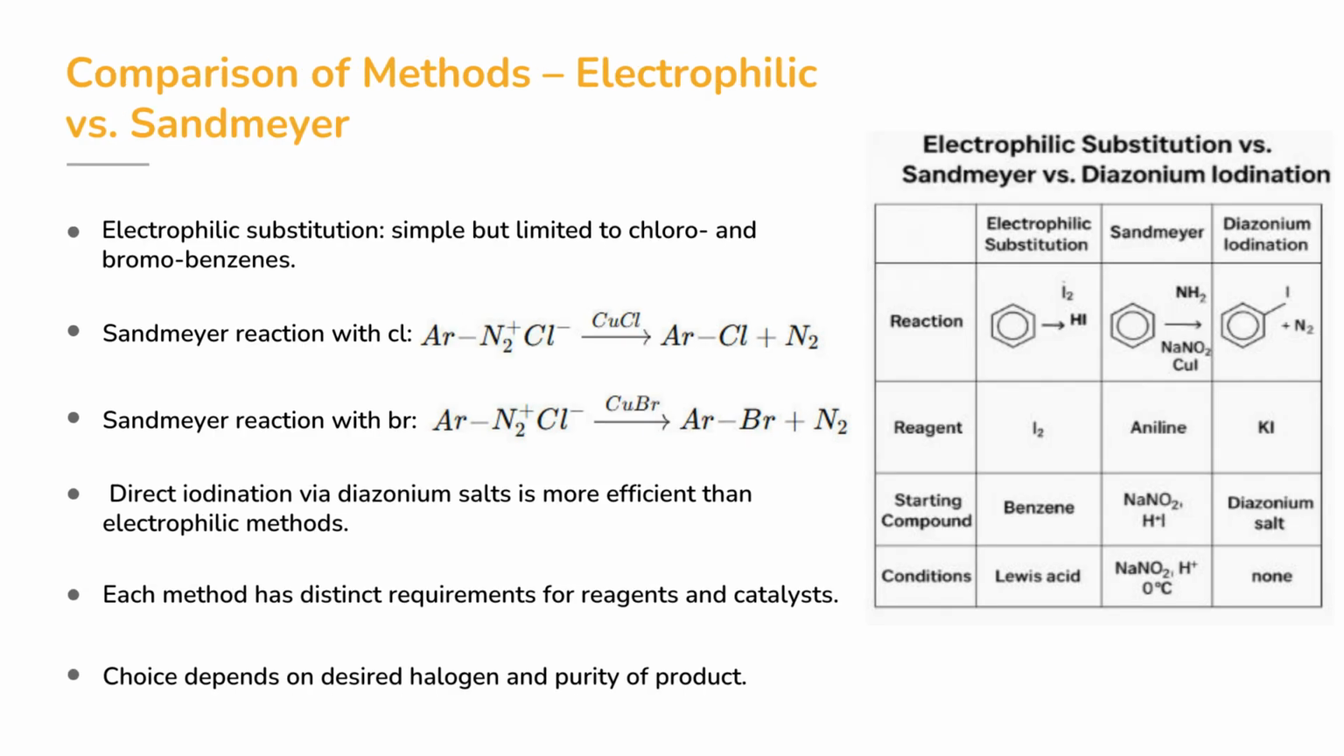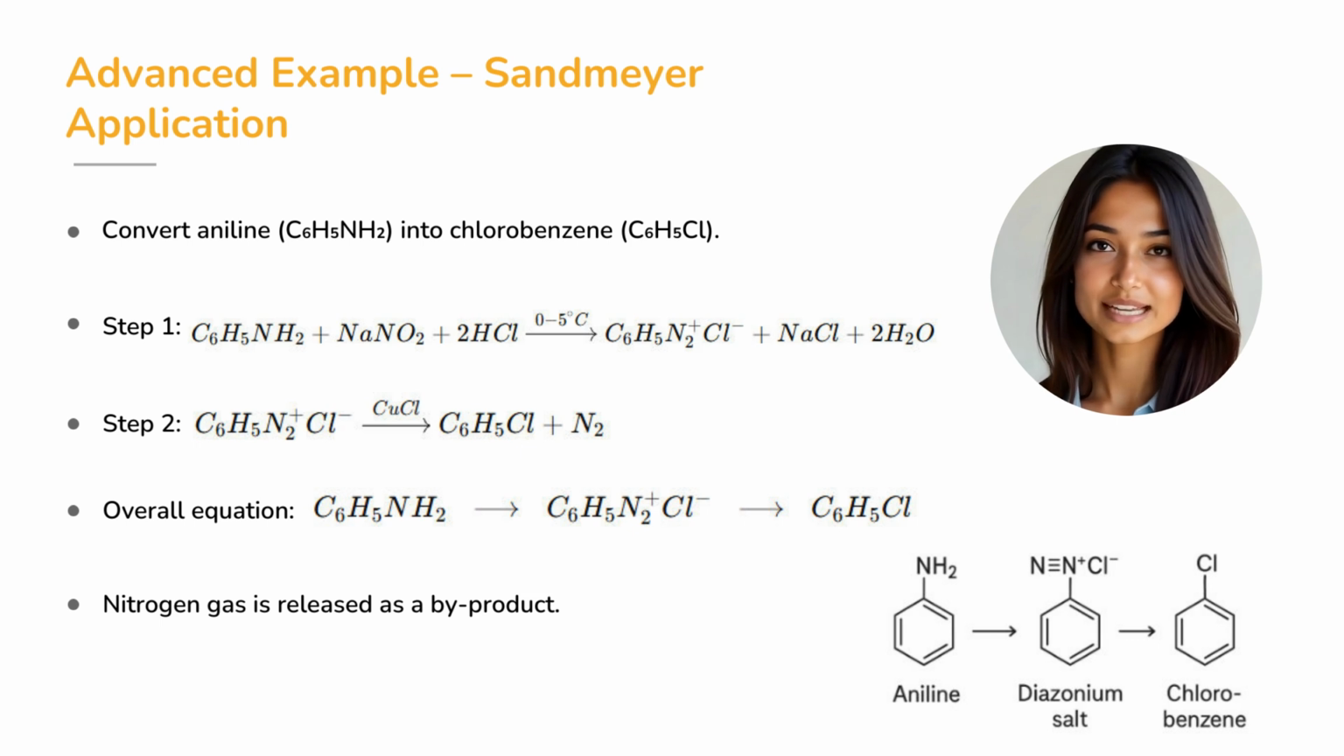At this point, let's compare the methods. Electrophilic substitution is quick and works for chlorine and bromine, but it has limitations for fluorine and iodine. The Sandmeyer reaction is versatile, allowing controlled introduction of chlorine or bromine through diazonium salts. Direct substitution with potassium iodide is best for iodoarenes. Each method requires different reagents and conditions, so the choice depends on which halogen you want and the purity required. Industrially, electrophilic substitution is common for bulk chloro and bromobenzenes, while in the lab, diazonium chemistry is preferred for precision. Let's apply what we've learned in an example.